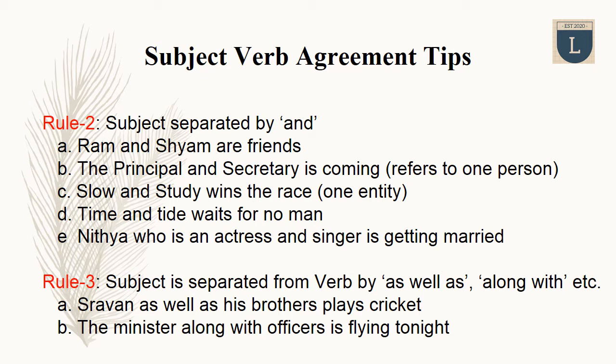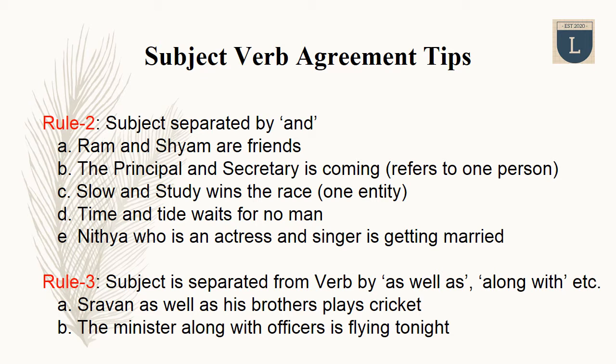And slow and steady wins the race. It's an idiom. And time and tide wait for no man is another idiom. So it's all one entity and therefore a singular verb comes. Nithya, who is an actress and singer, is getting married. Nithya is one person, a single individual, who is an actress as well as a singer. She herself has 2 different roles, so a singular verb comes.